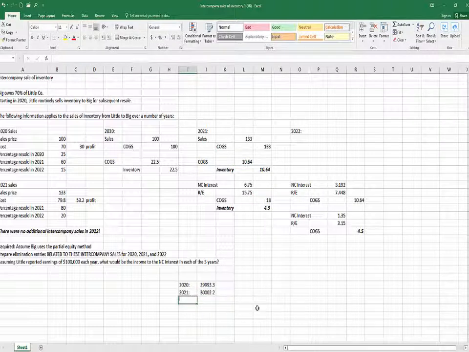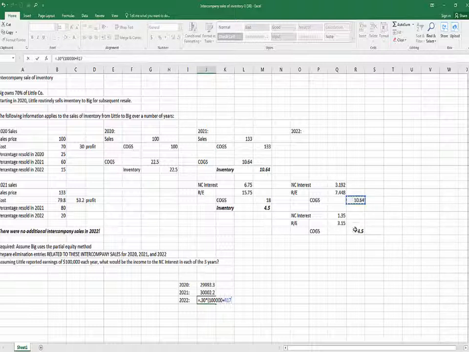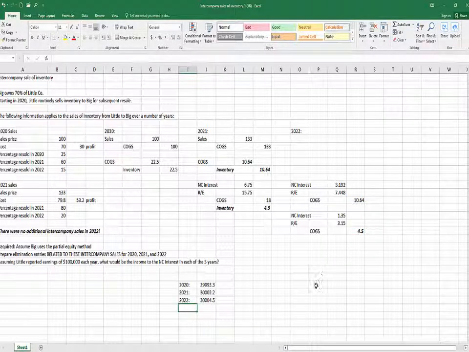Then finally in 2022, same thing, they're going to get their share. We start with reported earnings, and we ask ourselves how these elimination entries affected earnings. And here we have two things. We have two credits to cost of goods sold, and a credit to cost of goods sold increases earnings. So plus 10.64 plus 4.5. Okay, so there we have the solution for the intercompany sale of inventory.